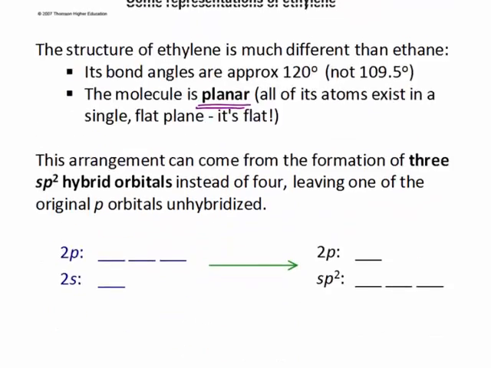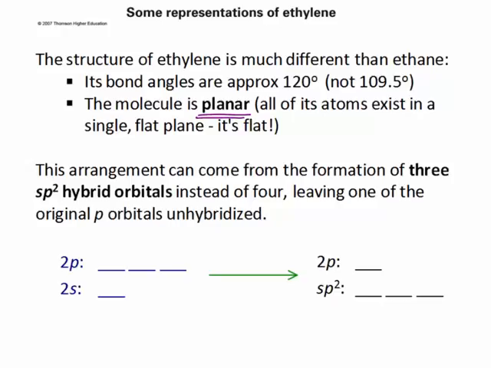So let's talk about how it is that those bonds can arrange themselves with this 120-degree bond angle. What we're going to form is 3 hybrid orbitals this time instead of 4. With ethane and methane, we had an sp3 hybridized carbon. Now I'm going to make an sp2 hybridized carbon. So let's start out with carbon's 4 electrons. 1, 2, 3, 4.